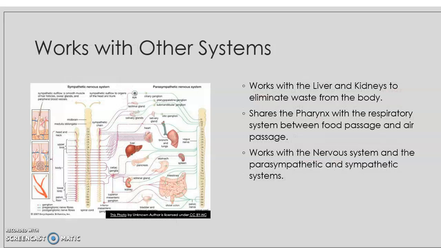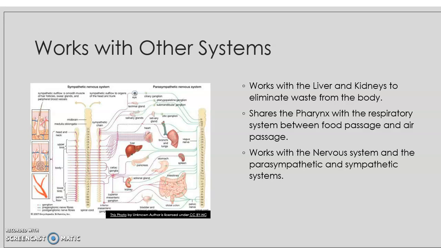A few different ways that the digestive system works with other systems is it works with the liver and kidneys, so the hepatic and renal systems, to eliminate waste from the body, whether through urine or other matters. It shares the pharynx with the respiratory system, so choosing between food passage into the esophagus or air passage into the trachea, ensuring that we don't inhale our food.